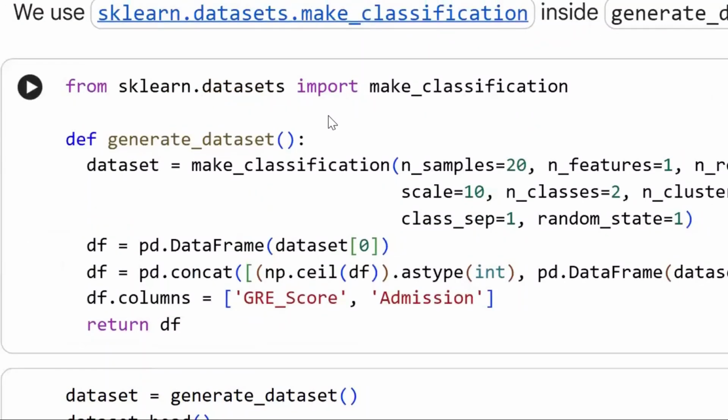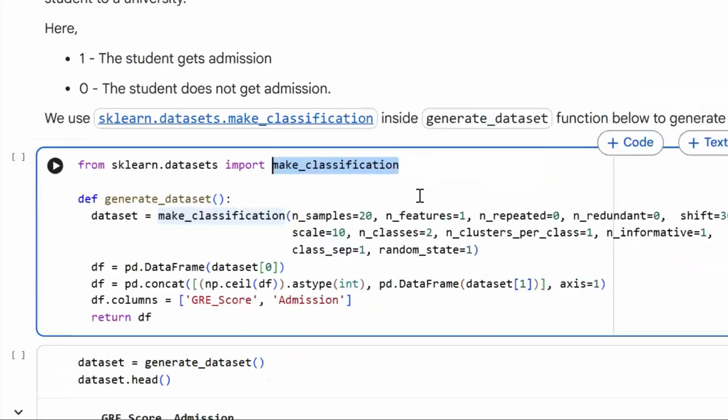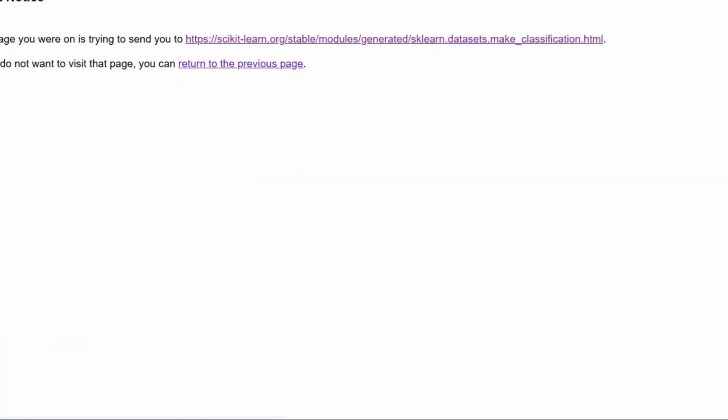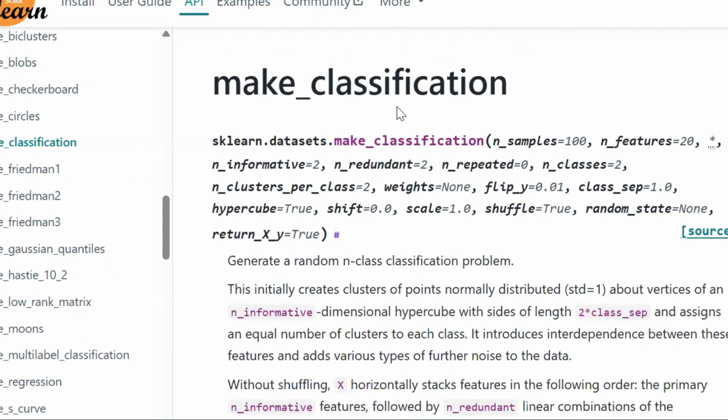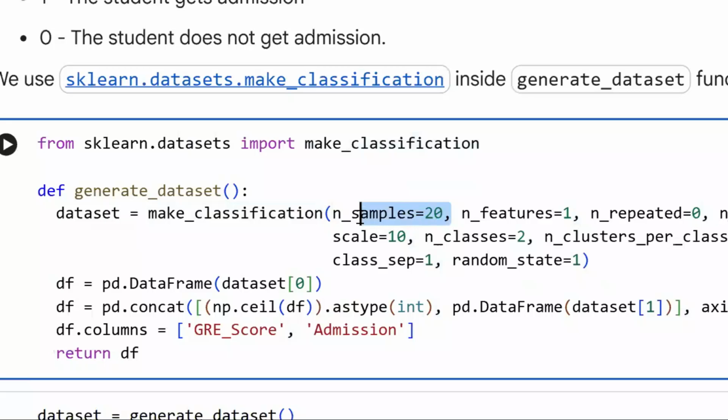How I will create it: I am using the sklearn make_classification module for that. If you go and look at the documentation of scikit-learn, you could see what parameters we have actually used. In our case, we have used 20 samples and the number of features is 1. Features in this case is our GRE score. We haven't repeated any such thing, so the number of redundant features is 0, shift by 30, scale by 10, number of classes is 2, which is getting admitted, that is 1, not getting admitted, that is 0.